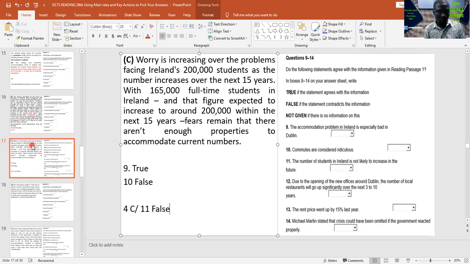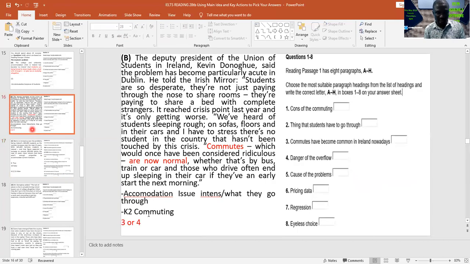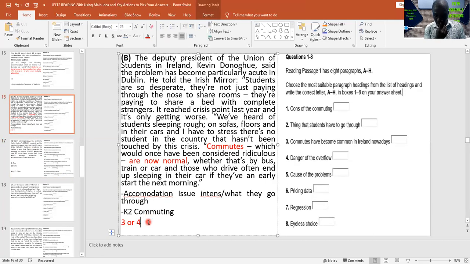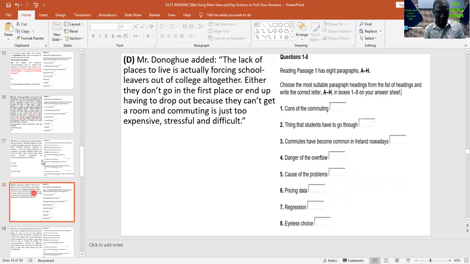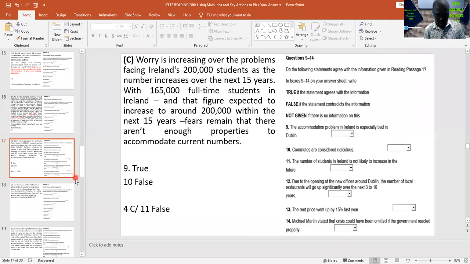So now I will go back to the place I was tentative about, 3 or 4. So 3 is now B. I'm sure about that because 4 has been taken away. So that's why I needed to come back.